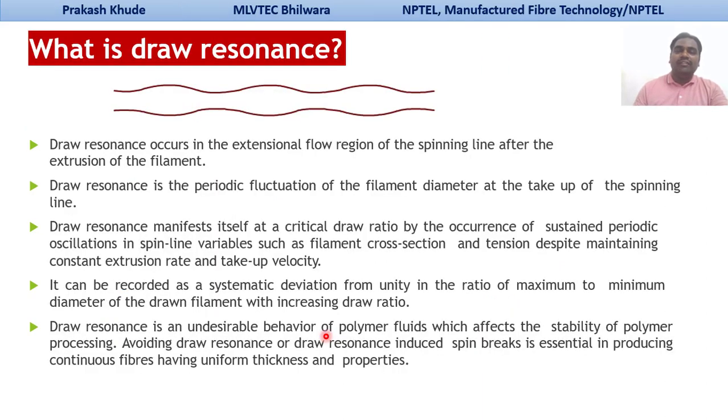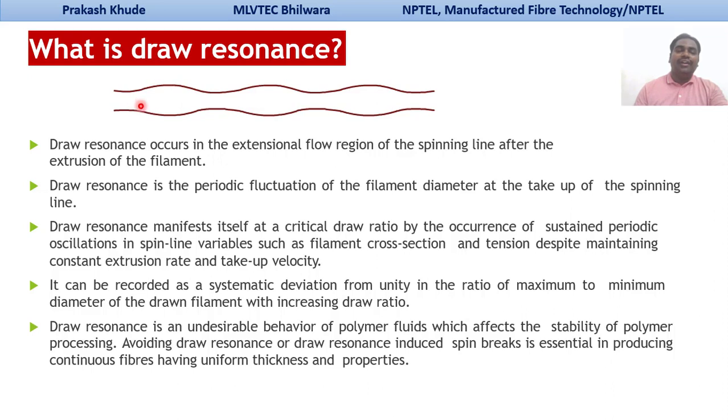Next, the flow instability which occurs in your extensional flow or in the spinning line is draw resonance. So what is draw resonance? Draw resonance occurs in the extensional flow region of your spinning line after the extrusion of your filament. This is the phenomenon where we can see a periodic fluctuation of your filament diameter at the takeoff of your spinning line. So a periodic fluctuation in the diameter happens, which we normally call draw resonance.